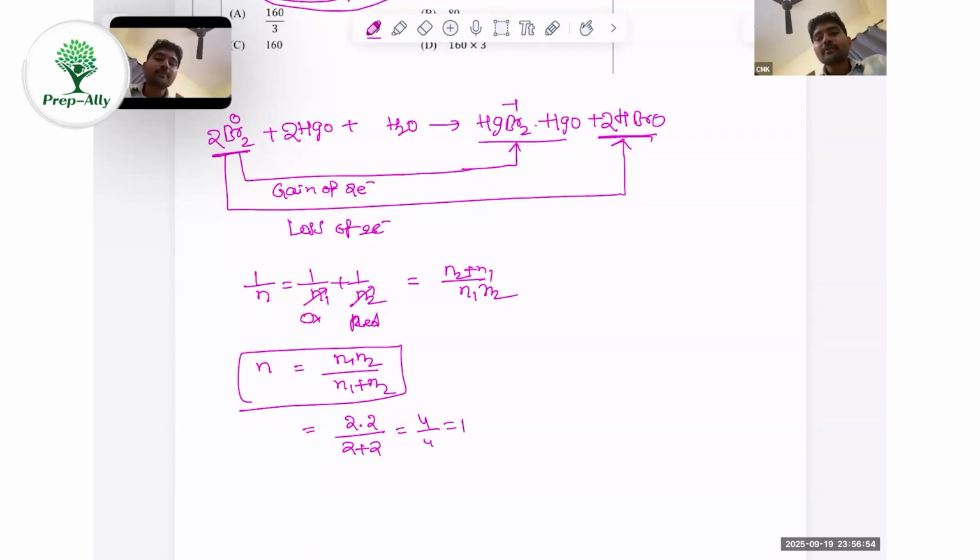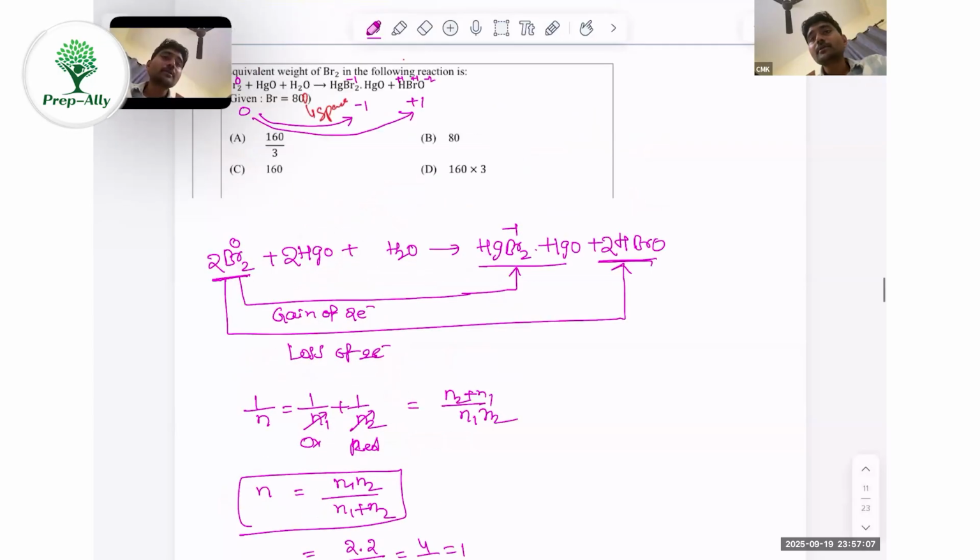So now they have asked for the equivalent weight. They did not ask what the n factor is. Simply, equivalent weight is what? Molecular weight by n factor. Molecular weight is how much?